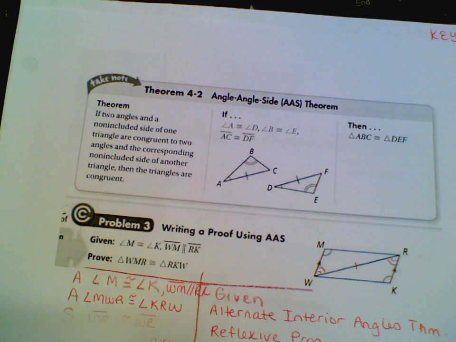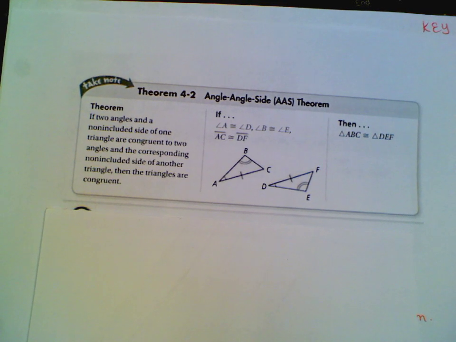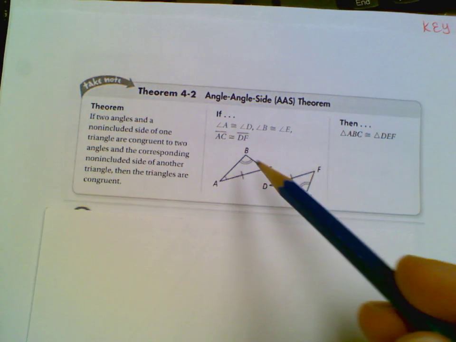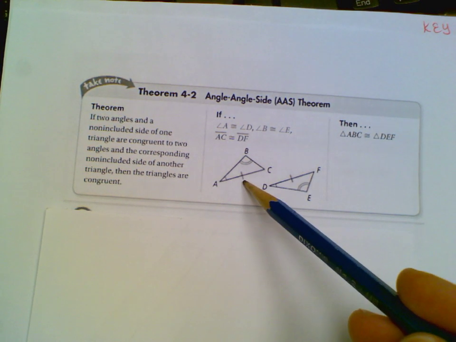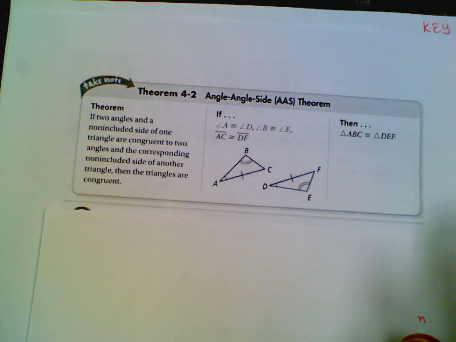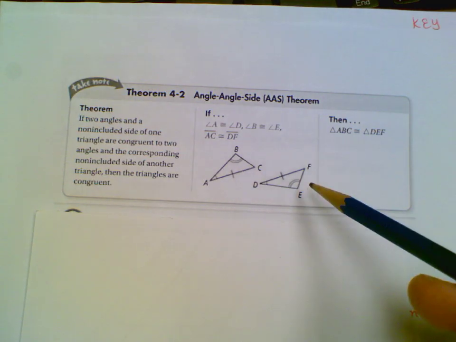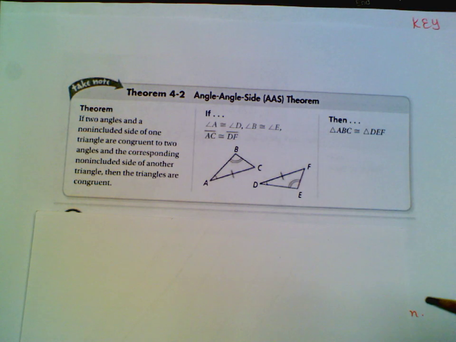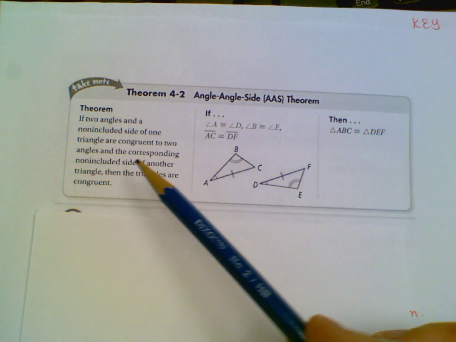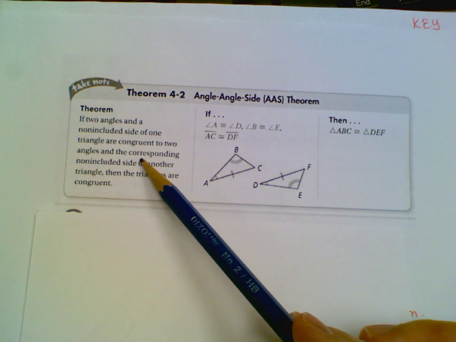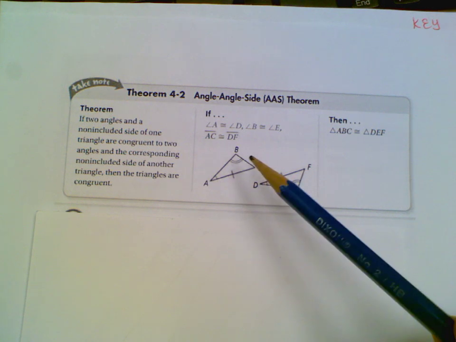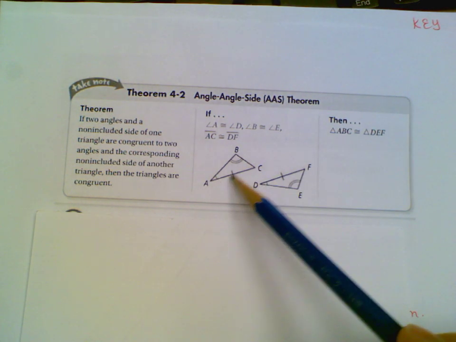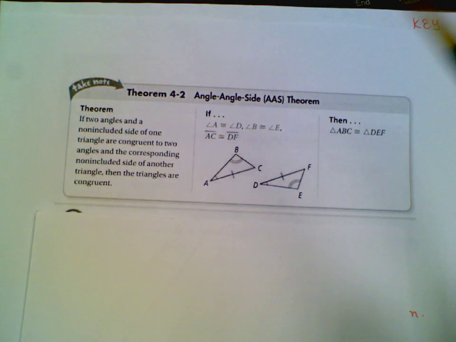The other postulate that we're going to use is angle angle side. And so this would be where if I have two angles and a non-included side, which you kind of saw in the previous examples, if those are congruent to two angles and the corresponding non-included side, then those triangles are congruent. So pay attention to this key word here, make sure that it's corresponding. So making sure that if I were to lay these on top of each other, this one would match up with this one over here.